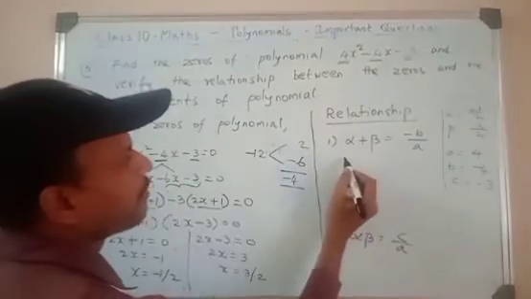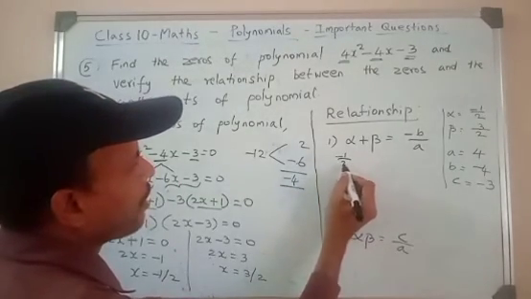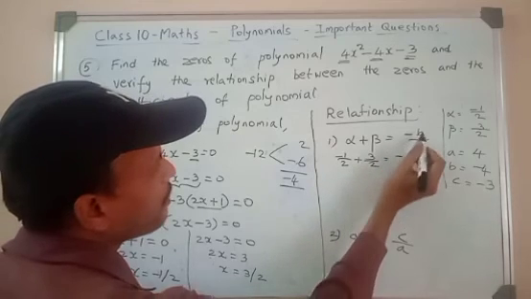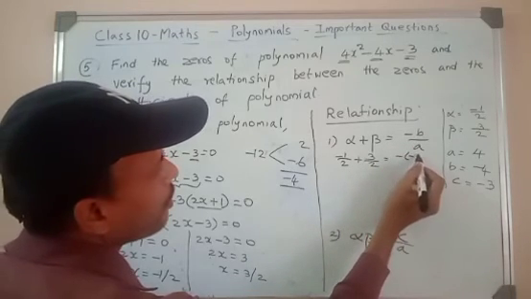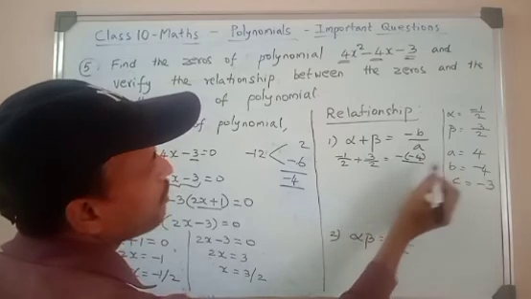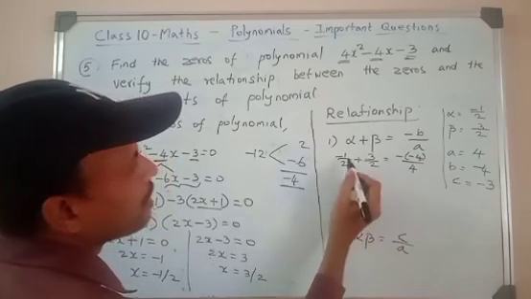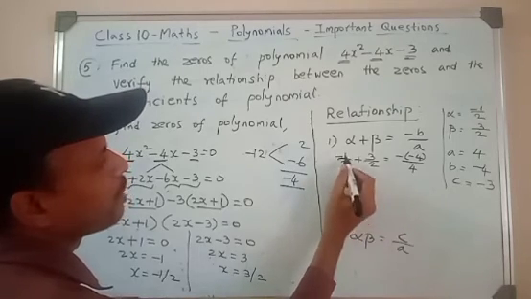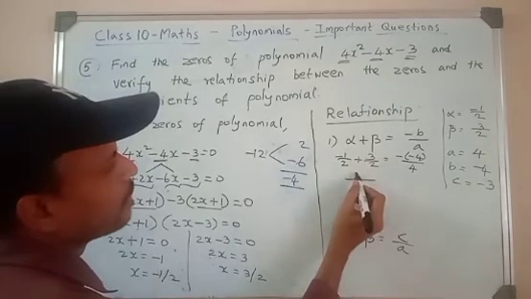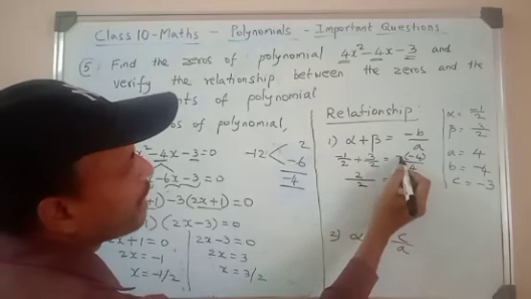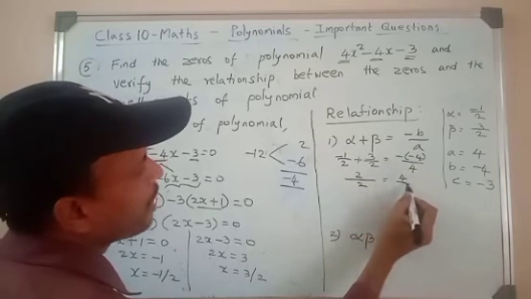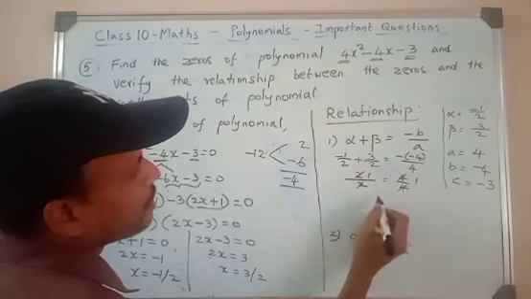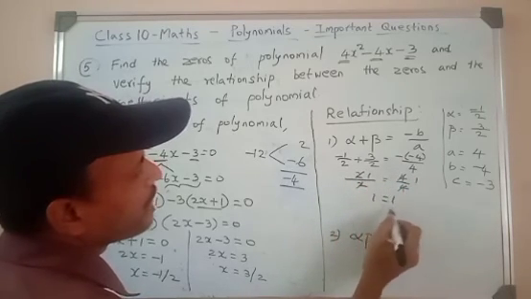Now alpha plus beta, minus 1 by 2 plus 3 by 2, is equal to minus b, minus 4, a is 4. Now simplifying this, LCM is 2, so minus 1 plus 3, minus 1 plus 3 is 2, that is equal to minus of minus plus 4 by 4. Now you can cancel like this, so we are getting 1 is equal to 1, so it is verified.